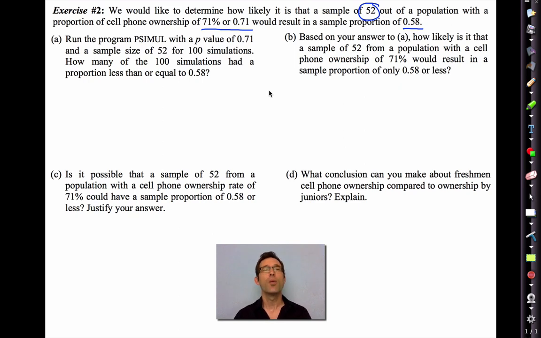All right. Well, we can simulate this. We can see how likely it would be that given a population with a proportion of 71% sharing a characteristic, a sample from that population of 52 would have a proportion of only 0.58. All right? So for this, just like in the last lesson, we're going to pop out of here and we're going to run a simulator called P-simulation. All right? It's simulating proportions. All right? And let's see how this is done.